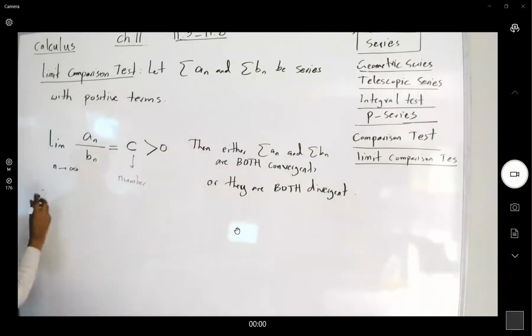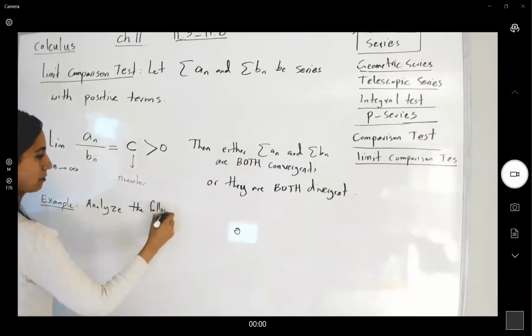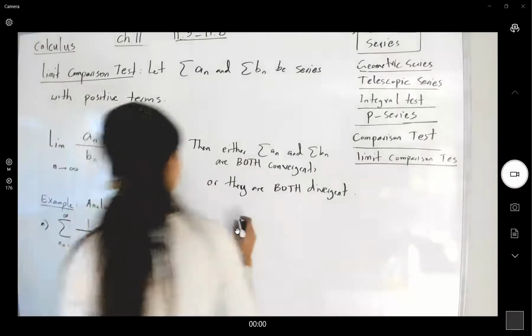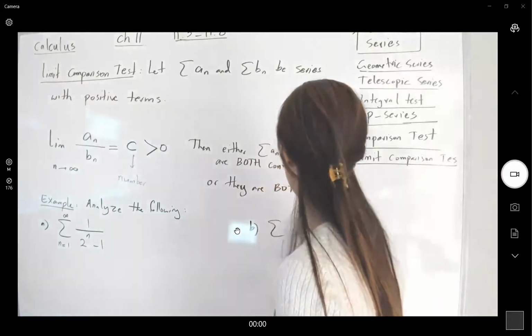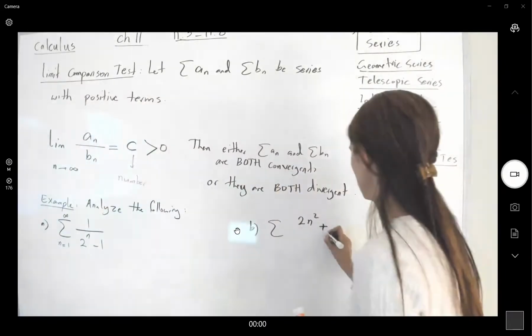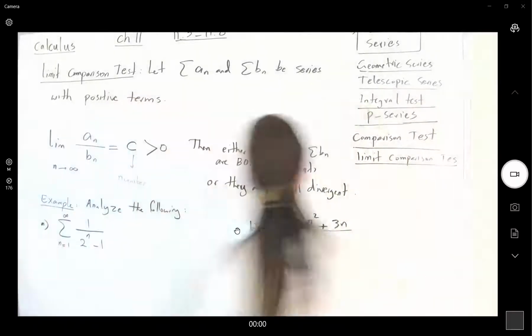For example, suppose the question says, analyze this. The first one says, you have the series 1 over 2 to the n minus 1, starting from 1 and going to infinity. And the second one says, you have the sum of 2n squared plus 3n divided by the square root of 5 plus n to the 5th.